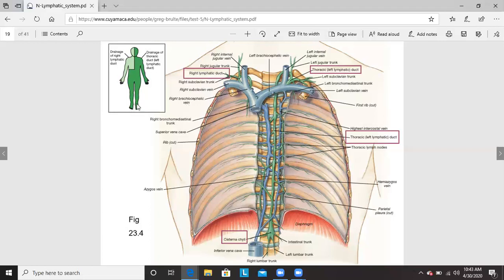So don't forget, I could ask a question. You have lymph in your right foot. Which vein does that empty into? And it would be the left subclavian vein. You have it in your right hand. What vein does that end up draining into? And it drains into the right subclavian vein. Got it? Now this is cisterna chyli. It looks like a little chili pepper. It's almost spelled like chili, but don't spell it like chili. It's just a little expanded area at the base of your thoracic duct.